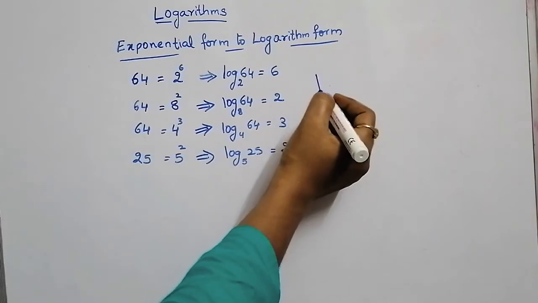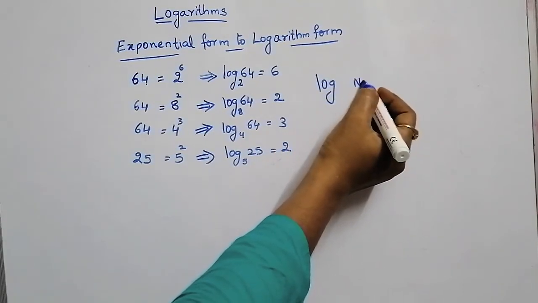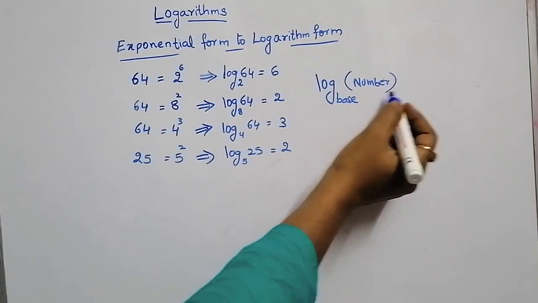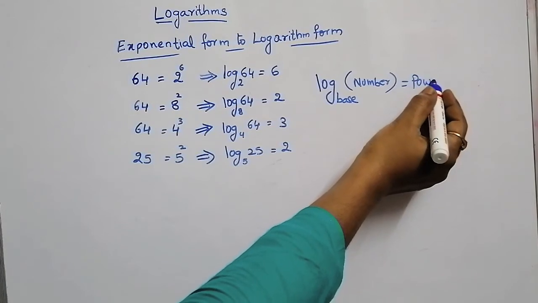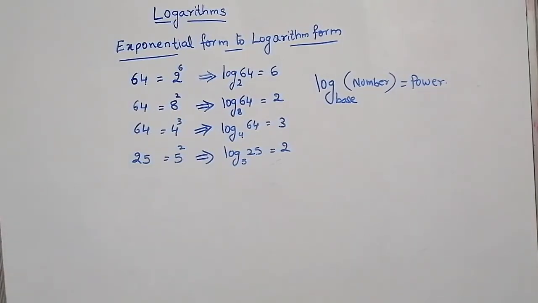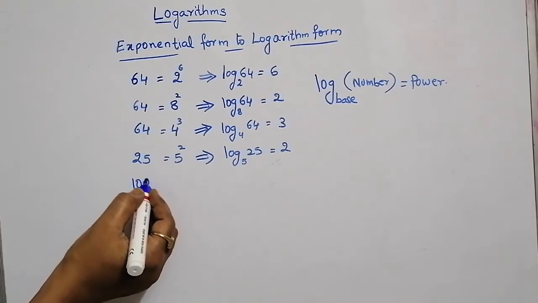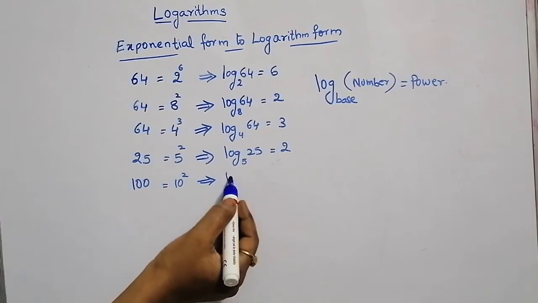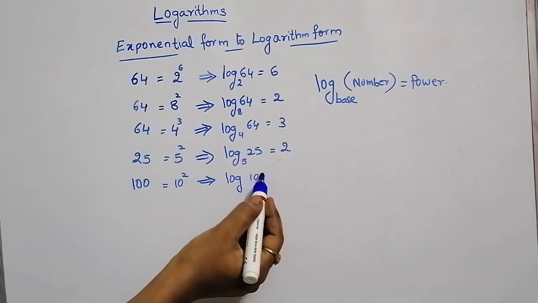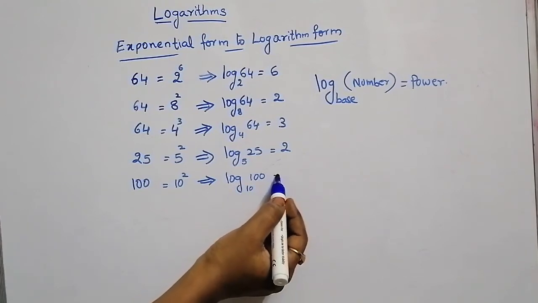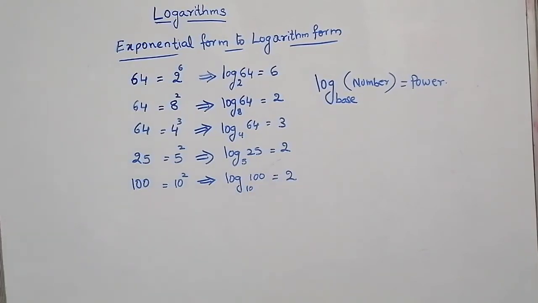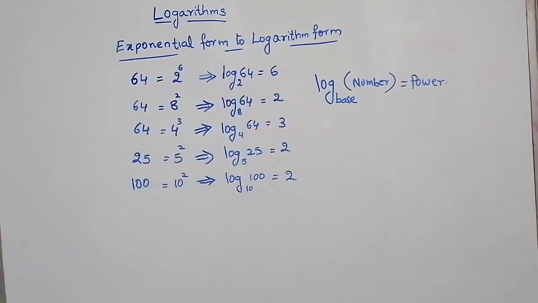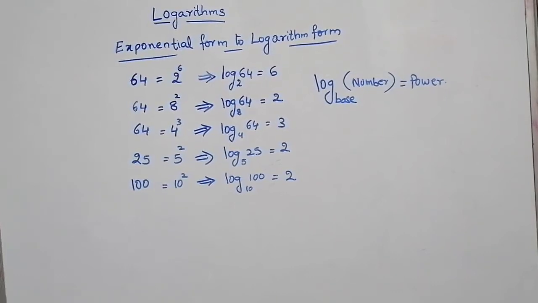See here, what is our formula? Log of number, here will be the base, and here will be the power. Let us take another example. 100 can be written as 10 square. Here log of our number 100 to the base 10 is equal to 2. In this way, we can convert exponential form to logarithmic form.